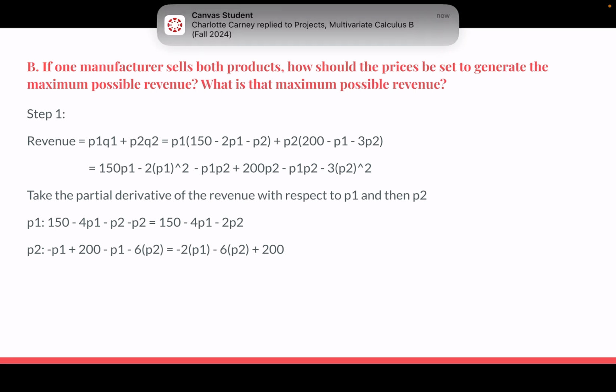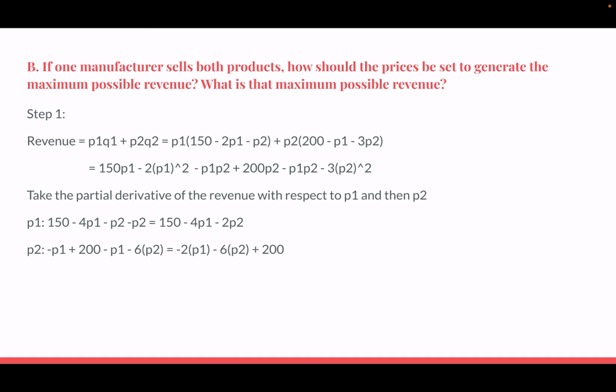For this, we just took the price and multiplied it by the function that we were given for the quantity. Then to find the maximum possible revenue, you want to take the partial derivative of the revenue with respect to P1 and then with respect to P2. I have those solved out here on the slide. The partial derivative for P1 is 150 minus 4P1 minus 2P2. And the partial derivative for P2 is negative 2P1 minus 6P2 plus 200.